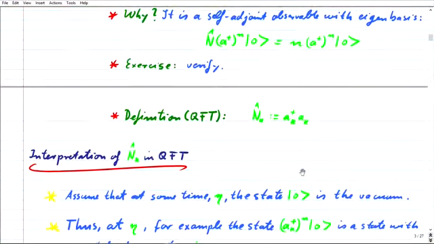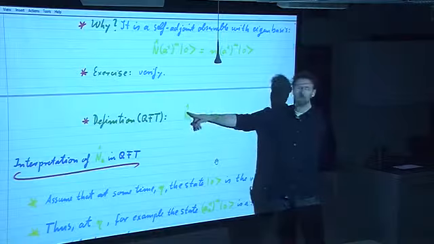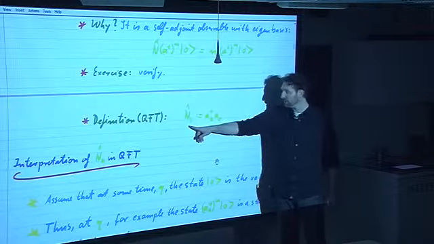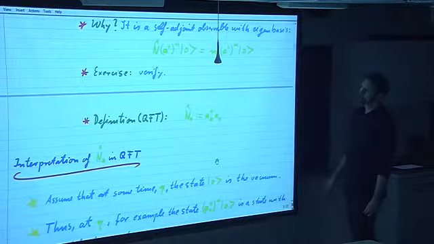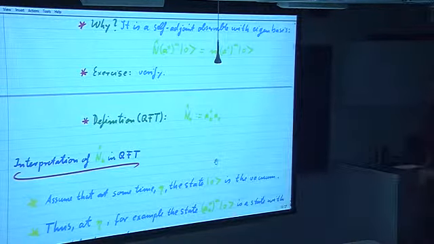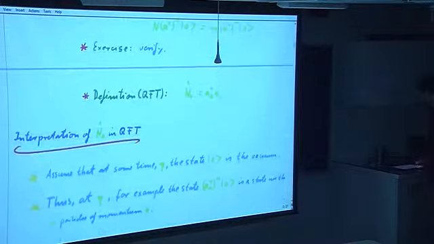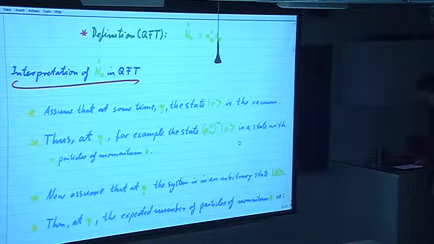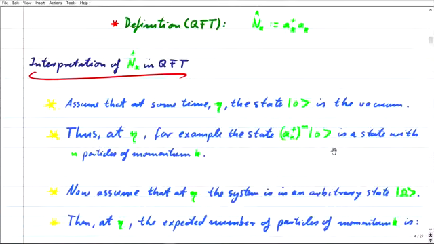In quantum field theory, we have one harmonic oscillator for every mode. So we have lots of number operators. We have a number operator for each individual mode. And in quantum field theory, that will be related to the number of particles.